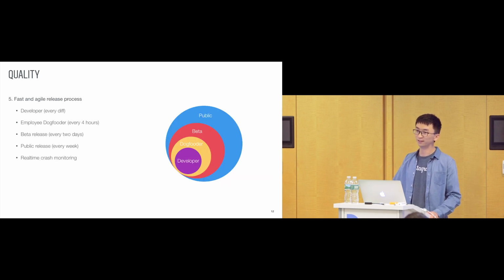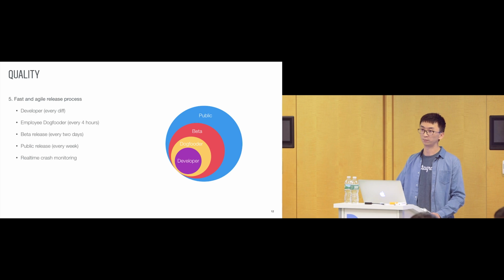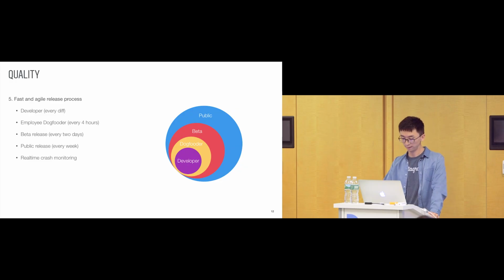Another part of keeping good quality is to detect errors as quickly as possible. That means you need a very fast and agile release process. For internal developers, we have continuous integration, so we build a new build for every diff. For employee dogfooders, we push a new build every 4 hours. We have a beta release every other day and a public release every week. That gives you a very fast iteration cycle. We also have real-time crash monitoring, where you can compare crashes between different versions and clearly see where a regression is coming from.